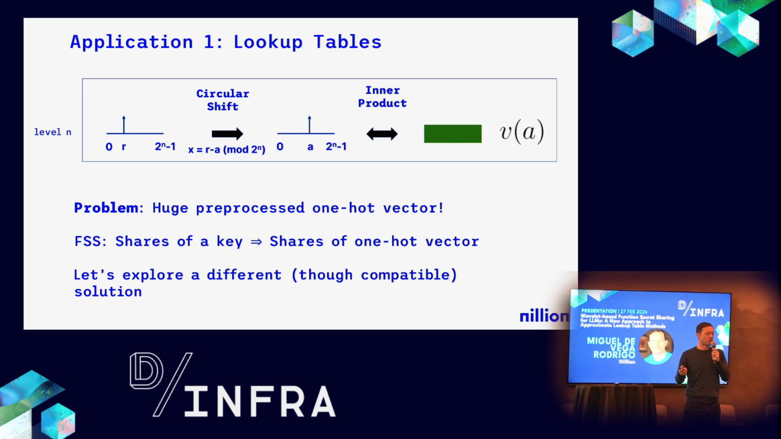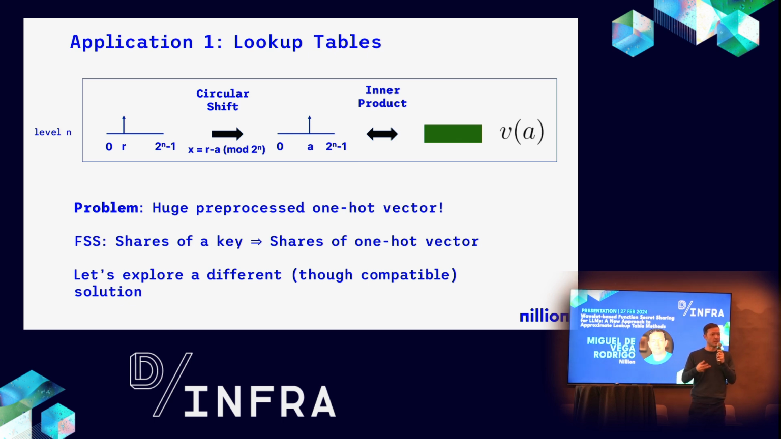One answer is to use preprocessing. So in preprocessing, you compute a one-hot vector pointing at some random point R, and you provide a double sharing. On the one hand, you share R, and on the other hand, you share the one-hot vector. And so you reveal R minus A, and that's a public shift that you perform on your one-hot vector, and now your one-hot vector is pointing at A, so now you can do the inner product against the lookup table and actually get the sharing that you wanted. The problem is that this sharing of the random one-hot vector is huge. It can be huge because it has an exponential number of bits.